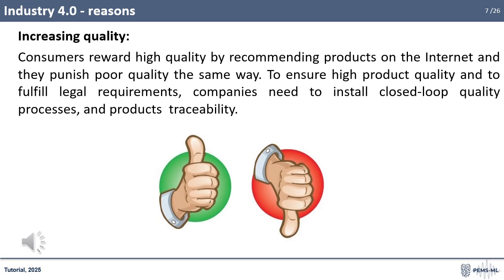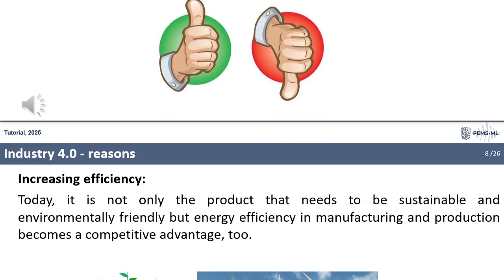Nowadays, customers openly share their experiences online, rewarding good and criticizing poor product quality. To meet consumers' expectations, companies are adopting smart, closed-loop quality systems that monitor every production stage in real time. This not only ensures high product quality, but also provides full traceability and compliance with legal standards.